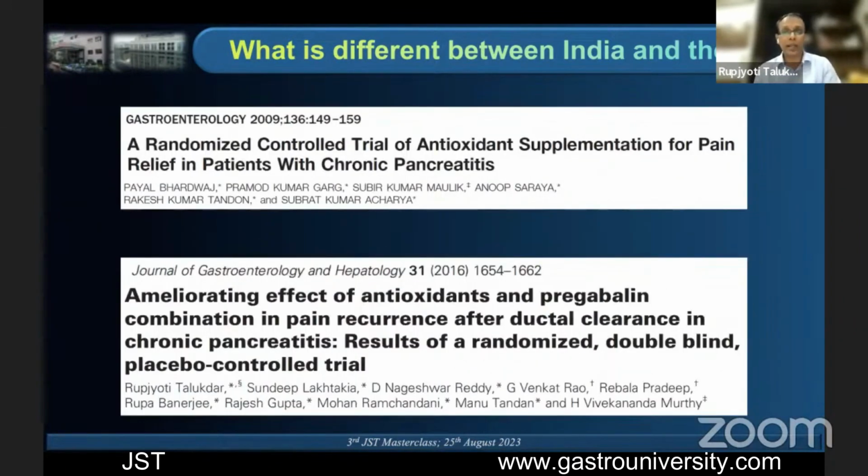And then the other last two slides, other important difference is the response to therapy. So yesterday, Dr. Matthew Philip had talked about this study, the antioxidants that came from Pramod Garg's group several years back, which showed the beneficial effect of antioxidants in these patients. And we had later on again published a combination of antioxidant and pregabalin, which again showed benefit.